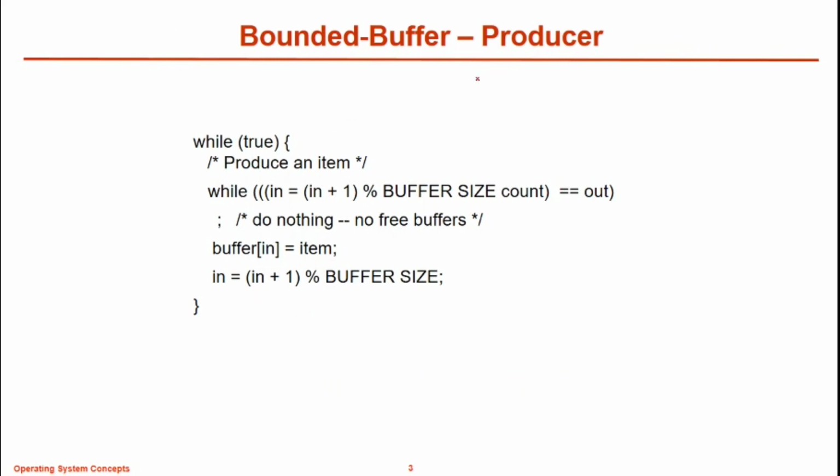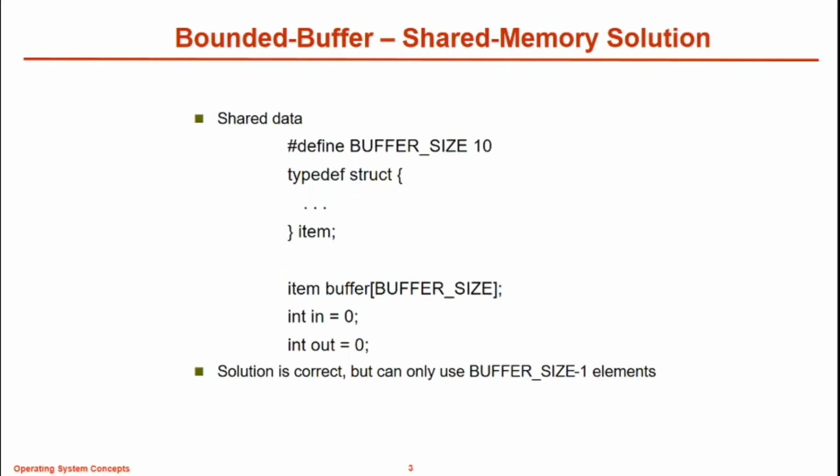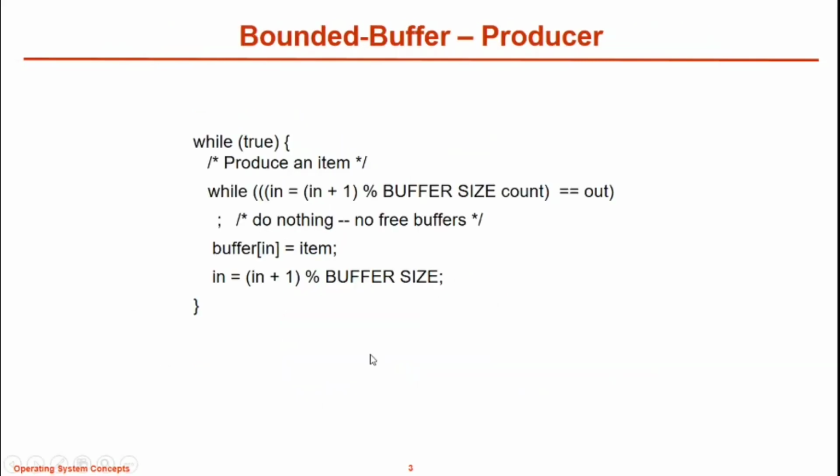Here is the bounded buffer, with a producer and a consumer. In the bounded buffer, which is a shared memory solution, they have used a circular queue. In the circular queue, if in is equal to out, then the buffer is full, and the producer and consumer cannot share the data.